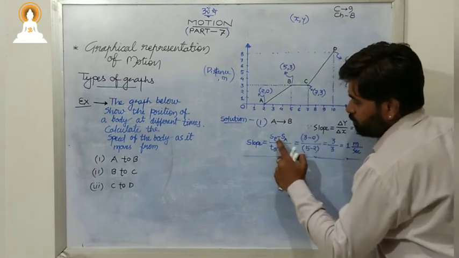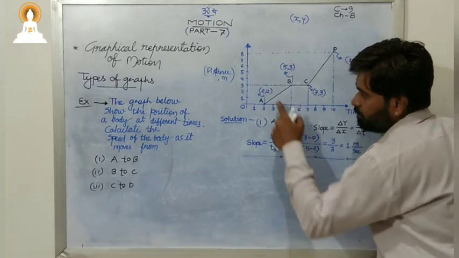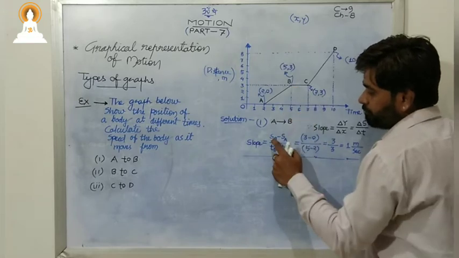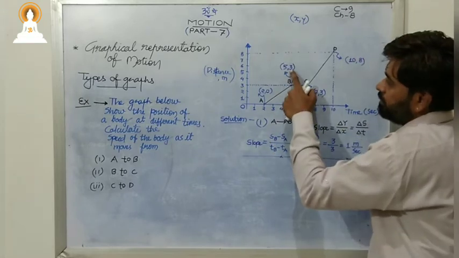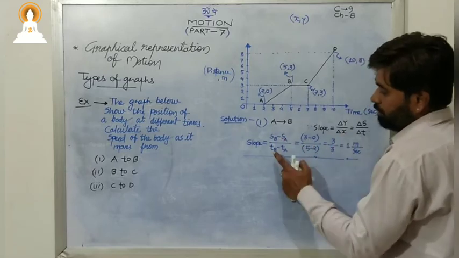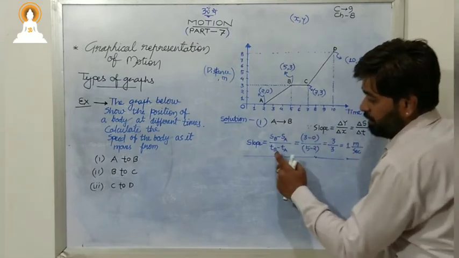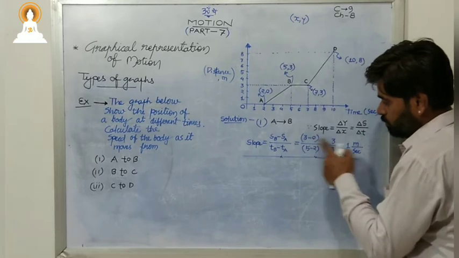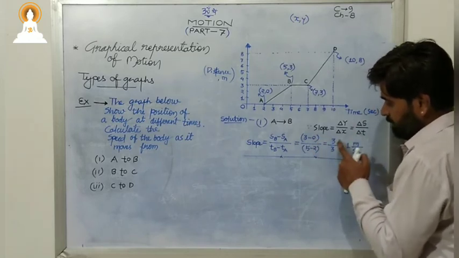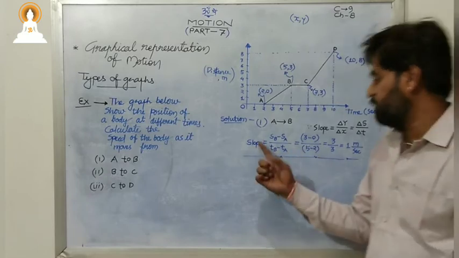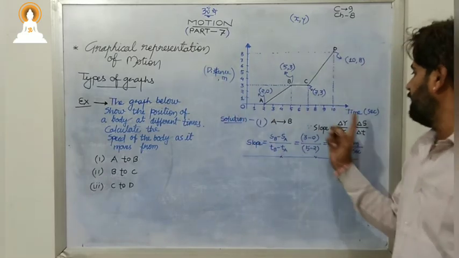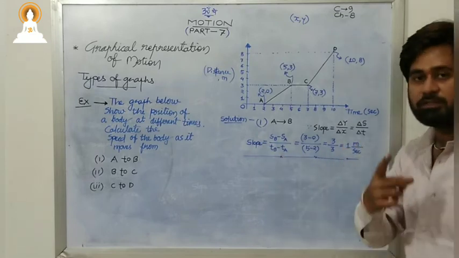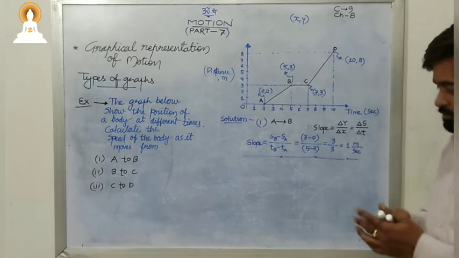So slope is equal to the change in distance from A to B, which is final minus initial, SB minus SA. On the y axis, that is 3 minus 0. Now the time axis means the x axis, TB minus TA. TB is 5, TA is 2, so 5 minus 2. So 3 by 3, that is 1. Because the slope of a distance-time graph gives speed, the unit of this slope will be the unit of speed, which is meter per second. Okay, so this was the first one.